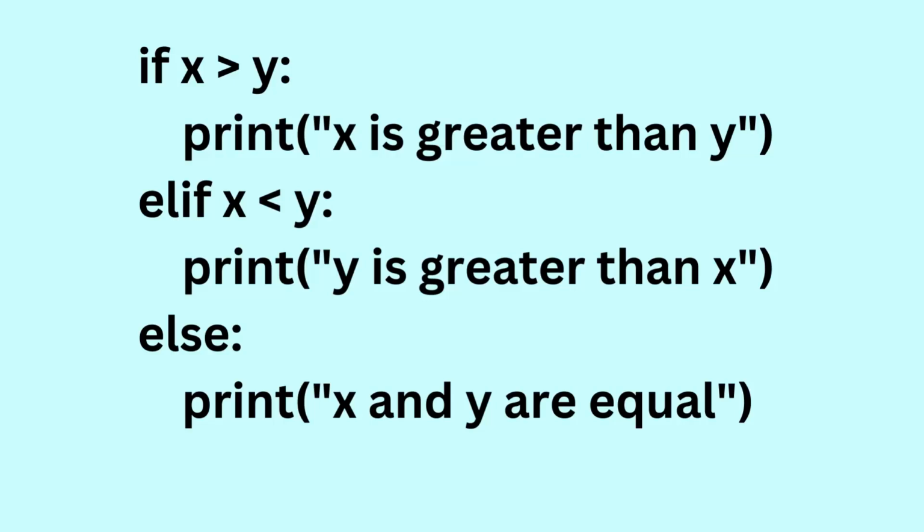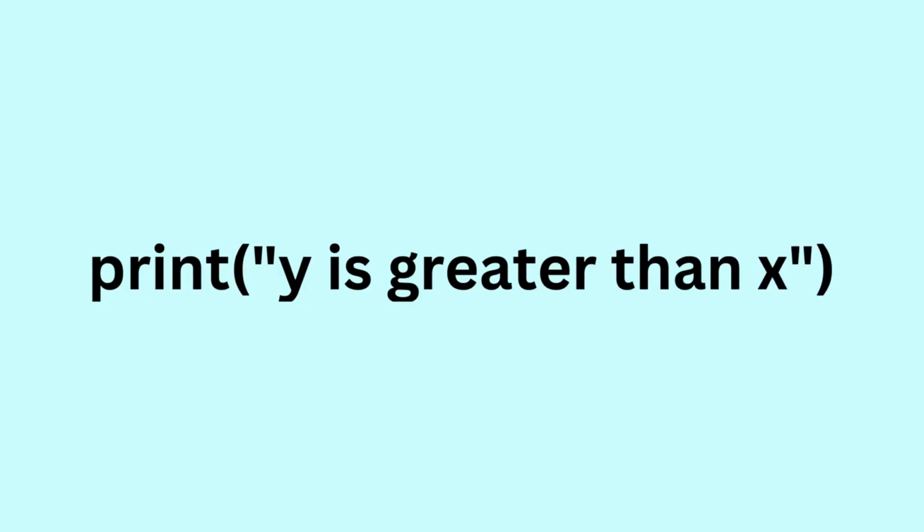If the first condition, if x is greater than y, is not true, the program checks the next condition with elif, "elif x < y". This line checks if x is less than y. If this condition is true, it prints "y is greater than x", and then the program ends.